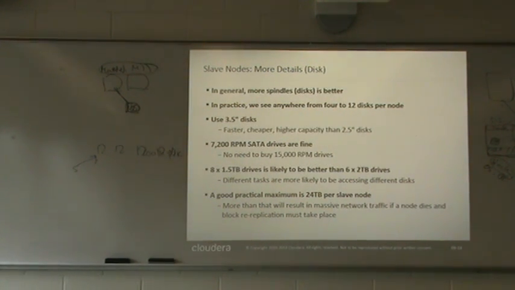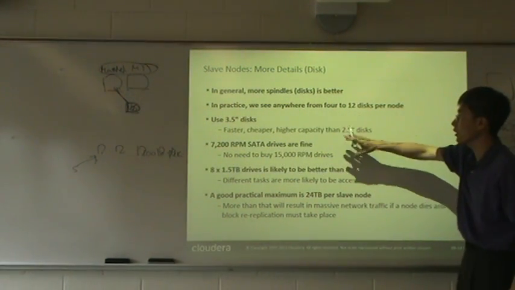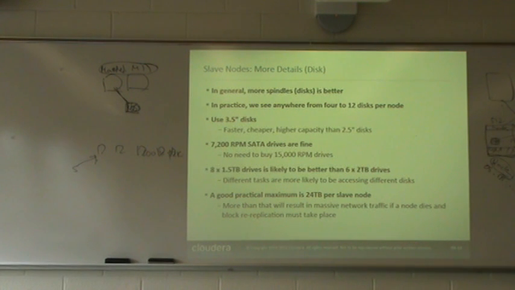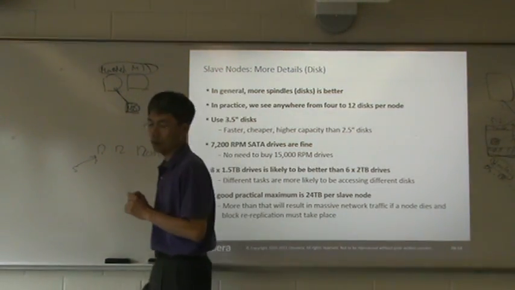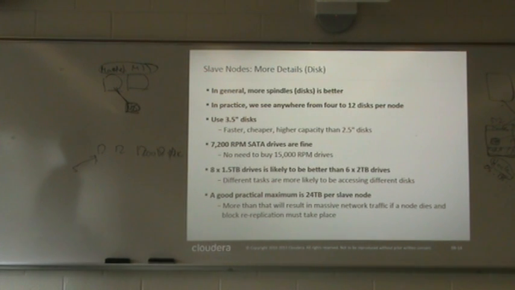So even though you have a slower spindle, if you have multiple disk arms, it will be faster to find the data. So you don't have to waste your money to purchase the faster RPM.